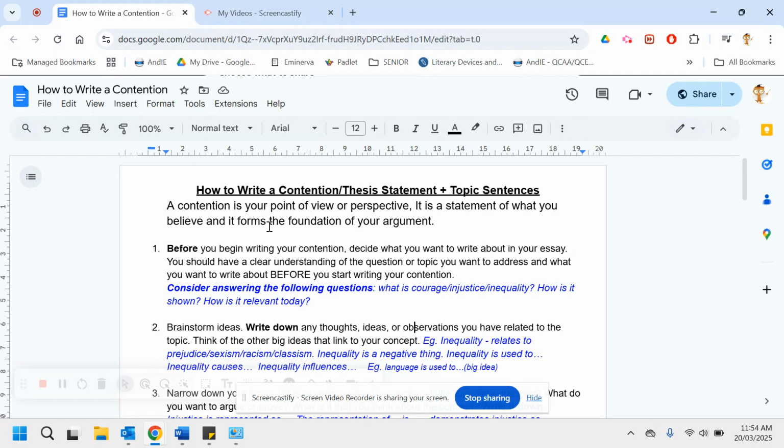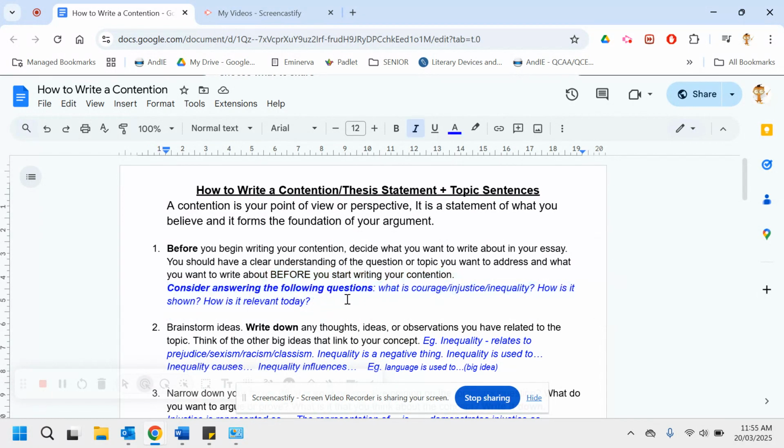So think about, what is courage? What is injustice? What is inequality? Brainstorm and write what those things are. So, for example, injustice is when there is unfairness in society or in a legal system that disadvantages one person over another. Courage is having the ability to stand up for what you believe in despite the challenges or the odds facing you. So, those are the things that I would be brainstorming or writing down in this area before I even start writing my contention.